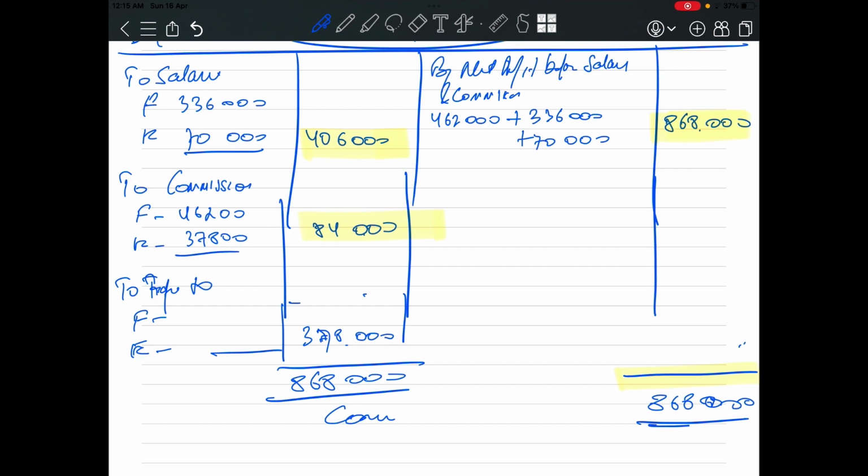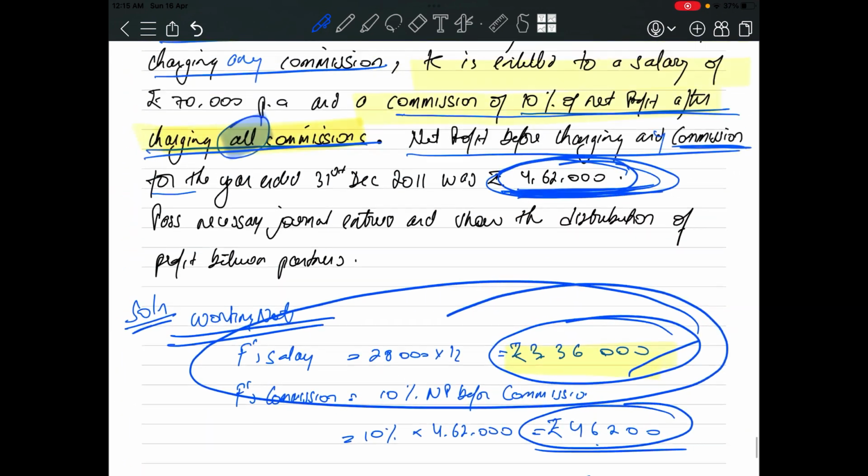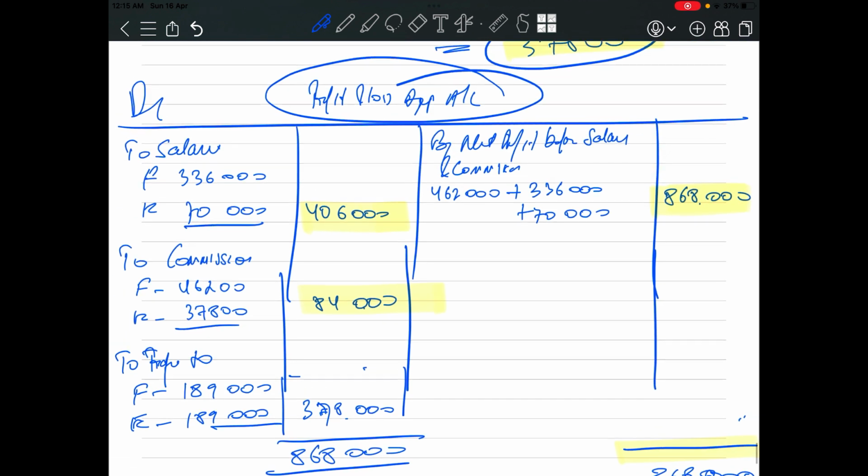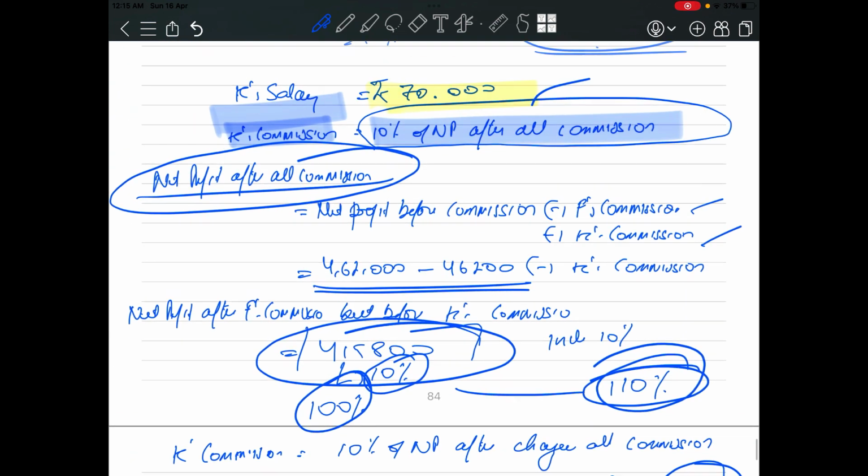3,78,000. Okay, now nothing has been mentioned about the profit sharing ratio. So the profit will be shared equally. Divide by 2, you will get the profit of F and K. So this way we have completed the first part of the question, which was to show the distribution of profit between the partners. I hope you are clear.